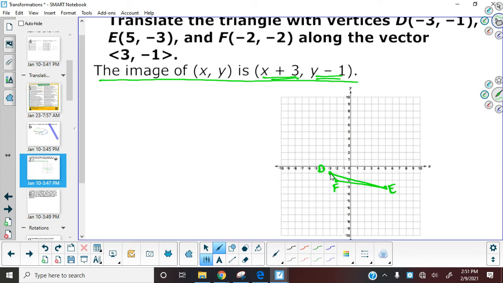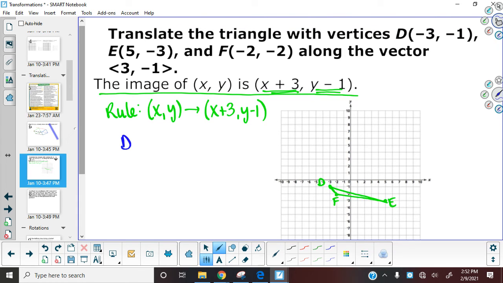As you look at this, another thing that you might see is a rule, and it would say (x, y) goes to (x plus 3, y minus 1). If you see something that says that's the rule, that's all it's saying. And all you're doing from there is taking your values. For example, for my D prime, I'm going to use my -3, -1. I'm adding 3 to my x value because it tells me to, so I get 0. I'm subtracting 1 from my y value because it tells me to, so that's my new D.